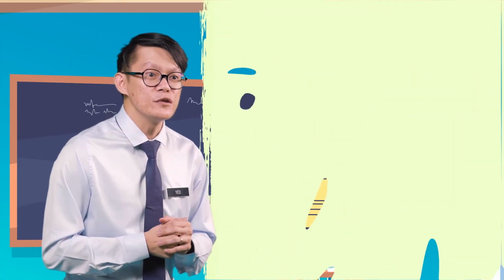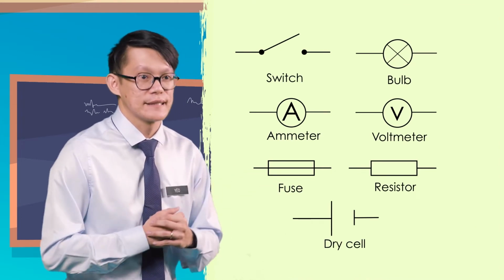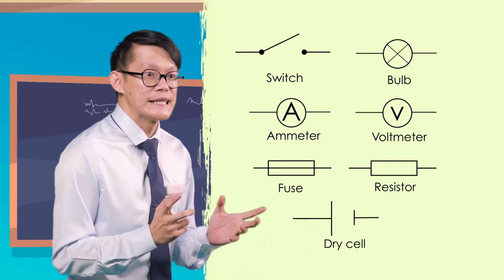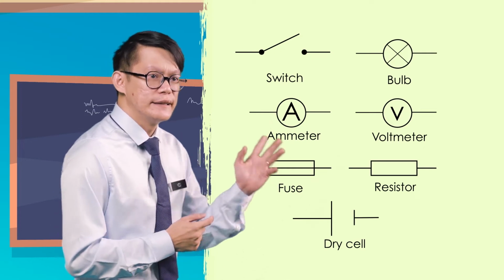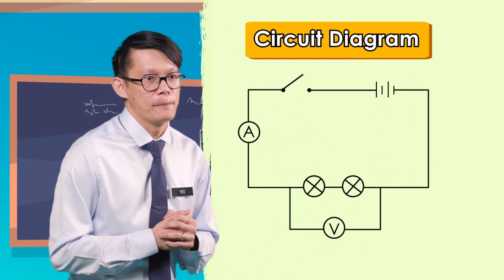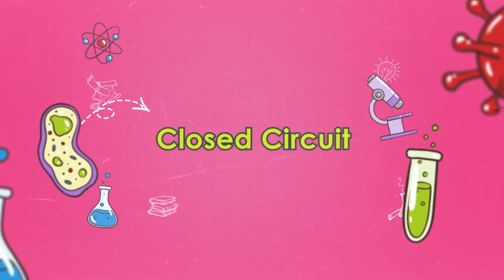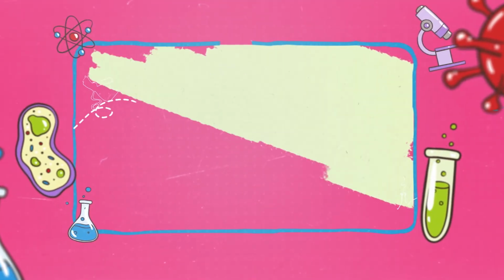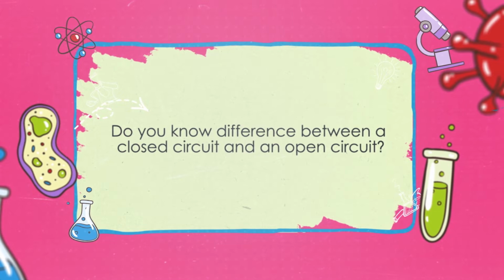Now, we must use the various electrical components to make a complete circuit. These components are represented by symbols. These symbols are used to draw a circuit diagram. Do you know the difference between a closed circuit and an open circuit? Let's find out.